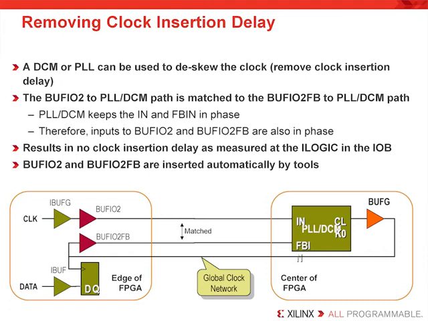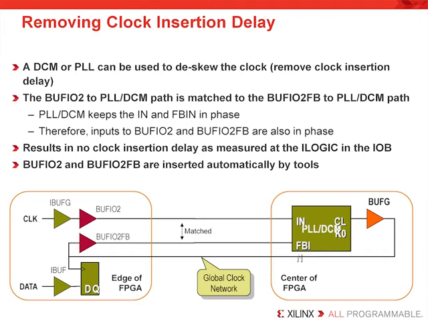The BUFIO2 to PLL DCM path will be matched to the BUFIO2 feedback to PLL DCM path. This will allow the PLL DCM to keep the input and the feedback inputs in phase. Therefore, inputs to the BUFIO2 and the BUFIO2 feedback will also be in phase. And this results in no clock insertion delay as measured at the I logic and the IOB.